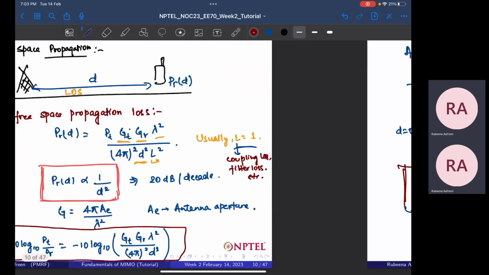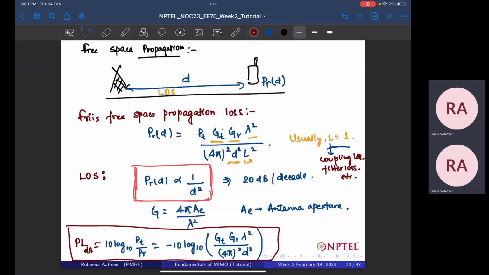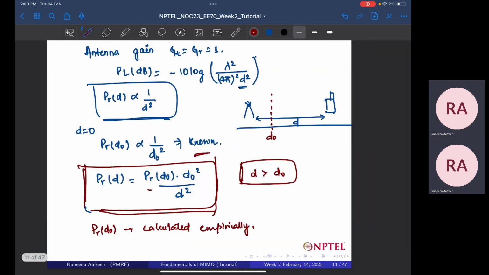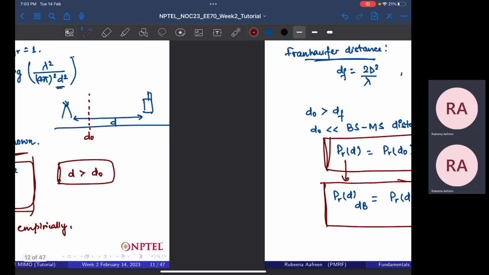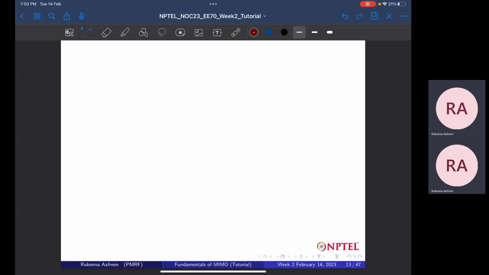So this we have calculated when we have only line of sight component. Now, what if we have reflected components as well? Because transmission doesn't happen only in line of sight. There will always be somewhere that the signal is reflected from. So the simplest model for modeling the reflection is the 2D model.